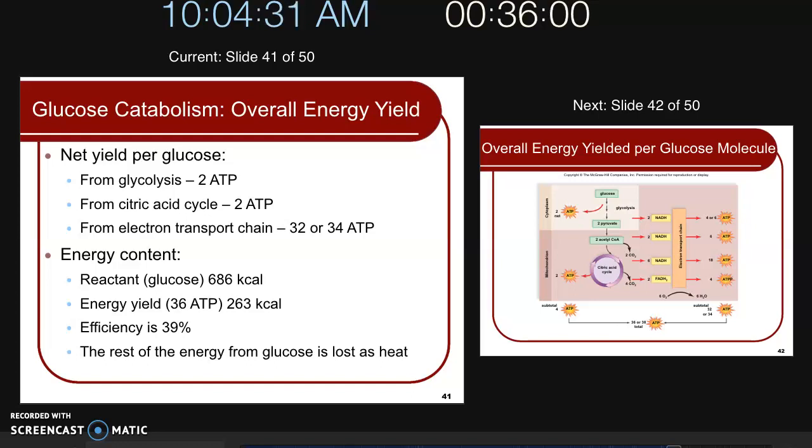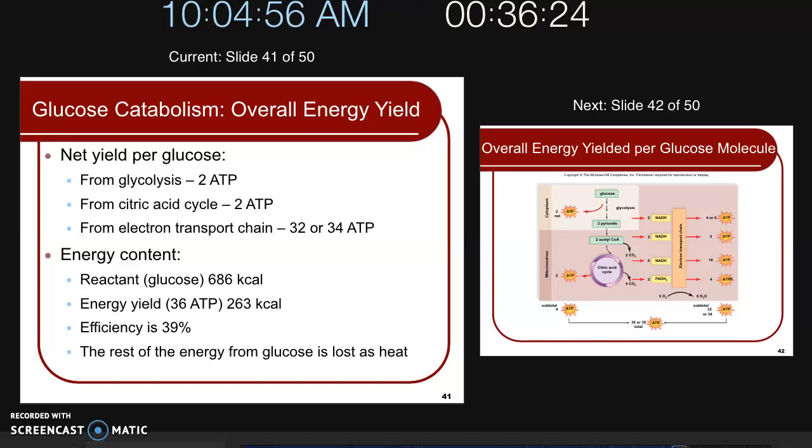Okay, this is important and this is interesting. Glucose, if you break it down entirely, can produce 686 kcals. But the energy yield from 36 ATPs is only 263 kcals. You only get 39% of that energy.